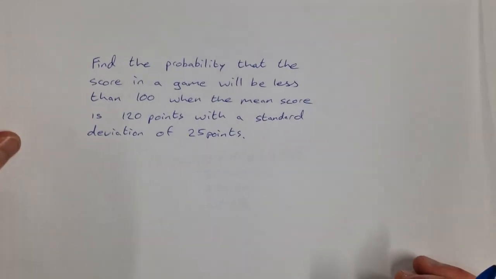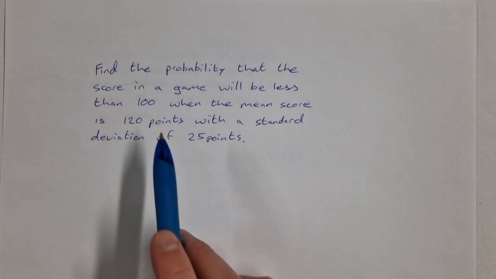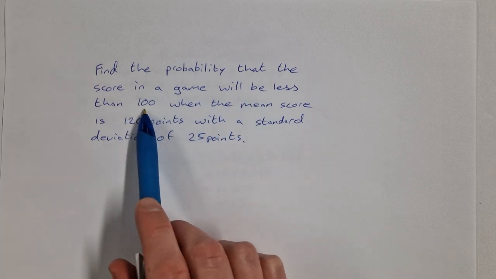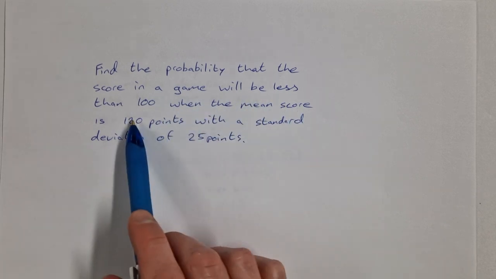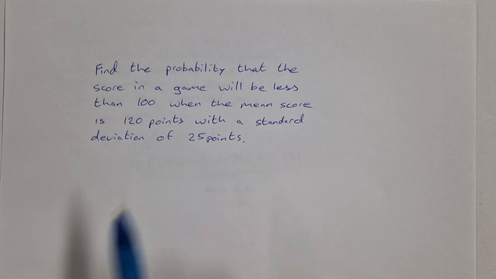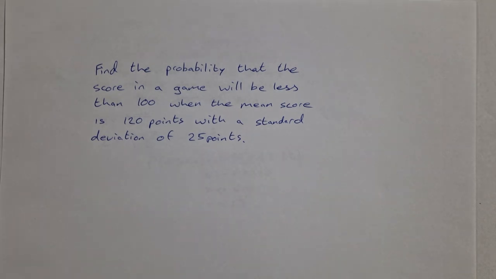So here's one for you to try now. Find the probability that the score in a game will be less than 100 points when the mean score is 120 points with a standard deviation of 25 points. So give that one a go. Write your answer into the comments to see if you got it right.